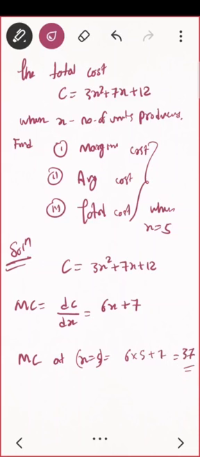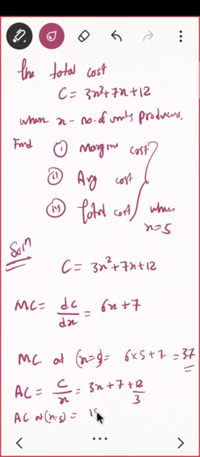What is the average cost? Do you remember the formula? Perfect. Total cost divided by x, the number of units. So you just divide it. So it will be 3x plus 7 plus 12 by x. And now put the point. Point is 5. So average cost at x equal to 5: 15 plus 7 plus 12 upon 5.